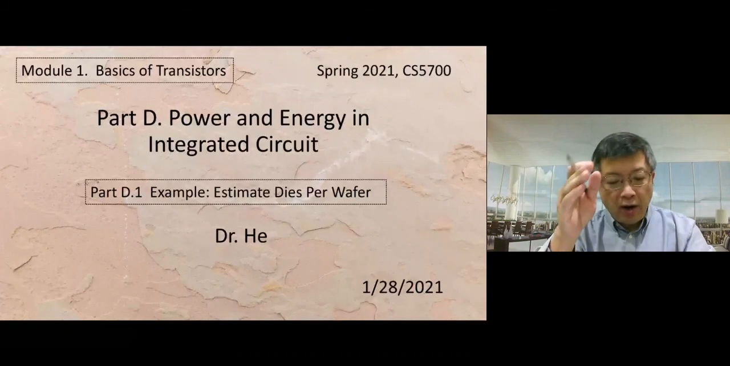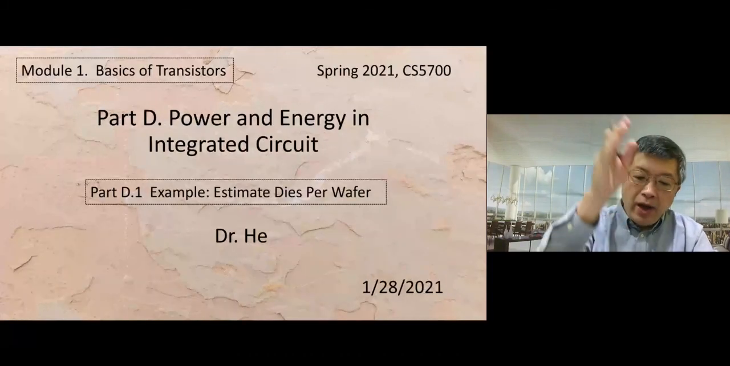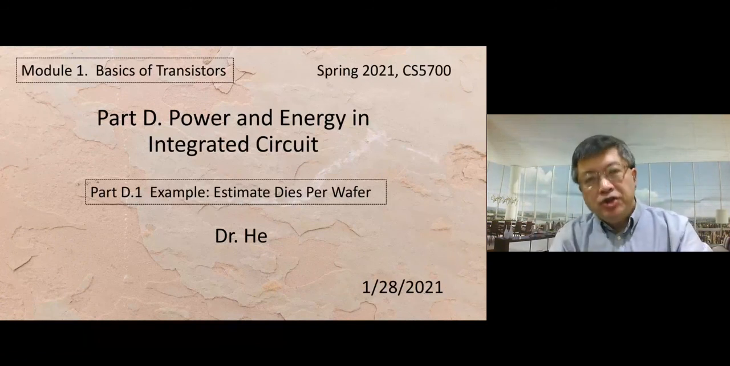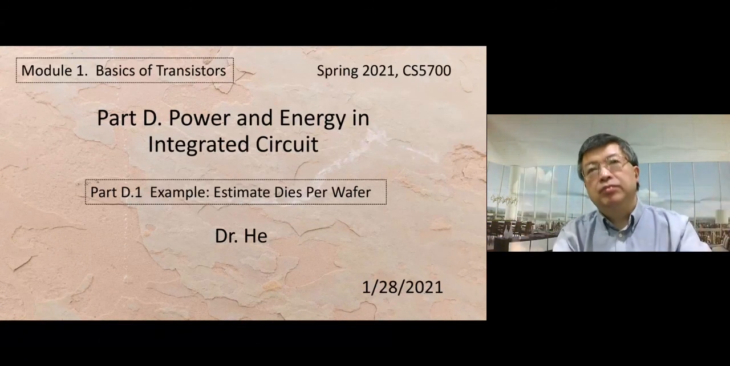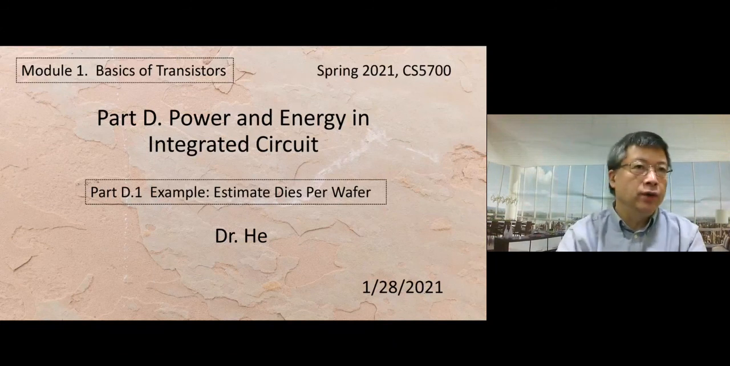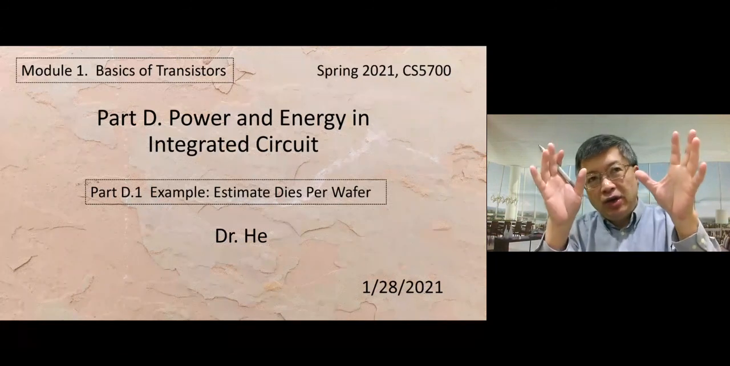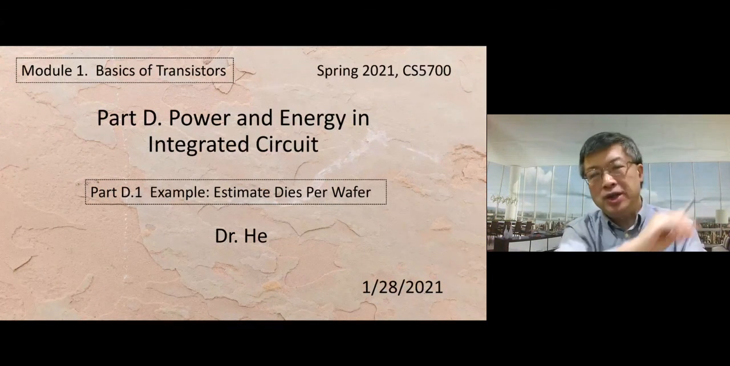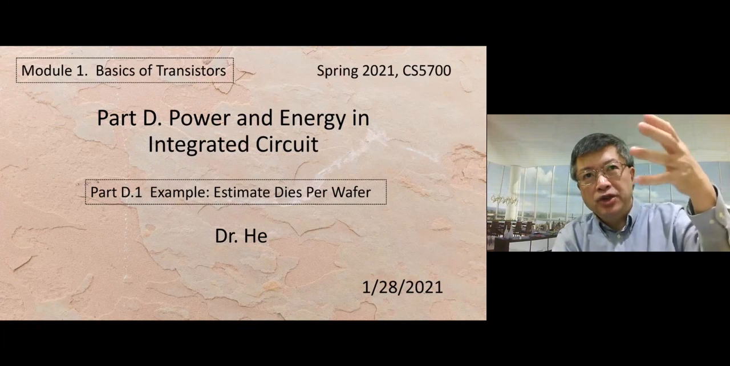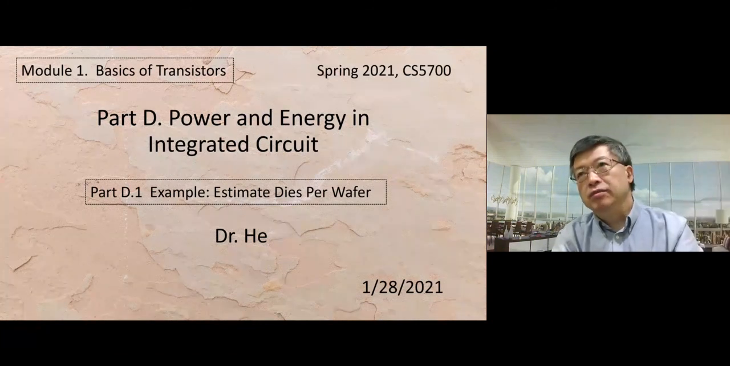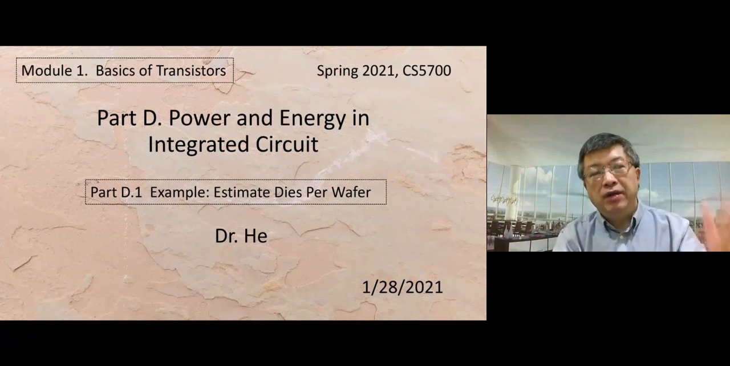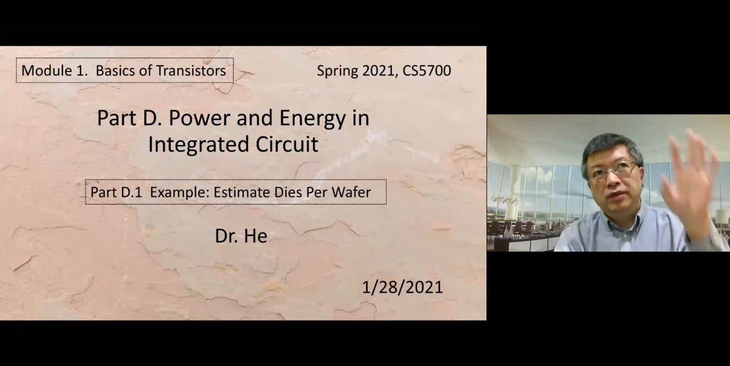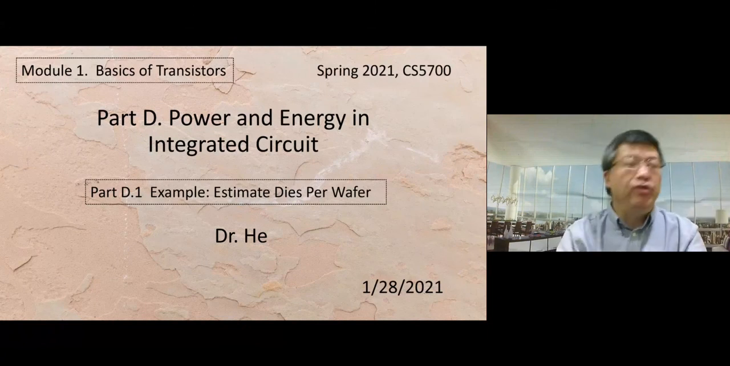We start a new part D, power and energy in integrated circuits. This topic is pretty short. Before I talk about it, I want to give you three more examples, a continuation from part C. In part C, I gave you 2 examples, right? So here, let me give you another 3 examples.